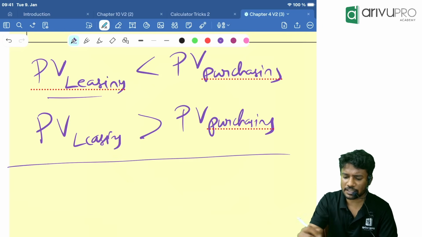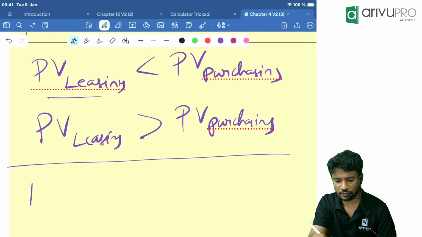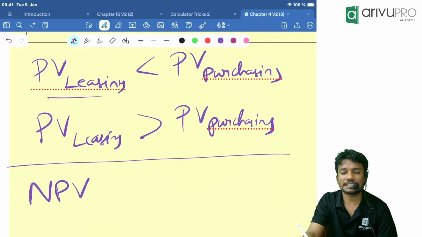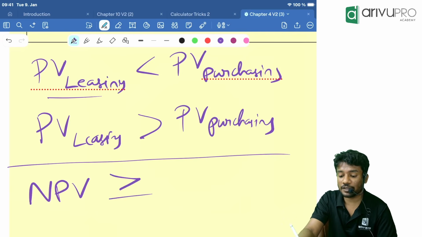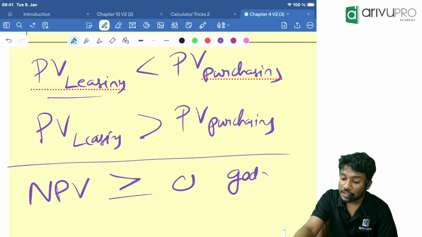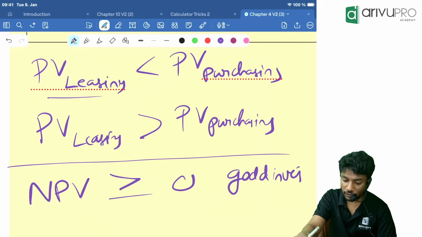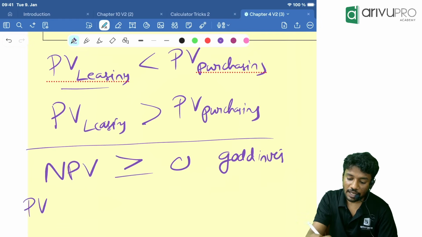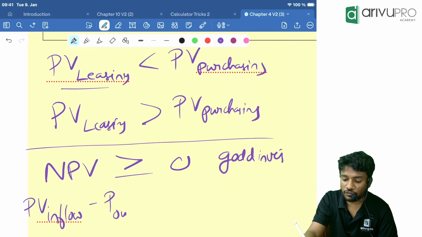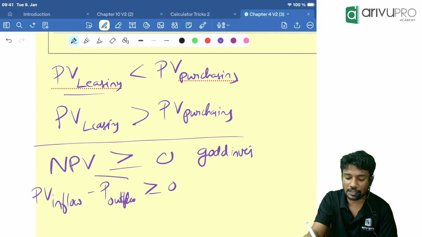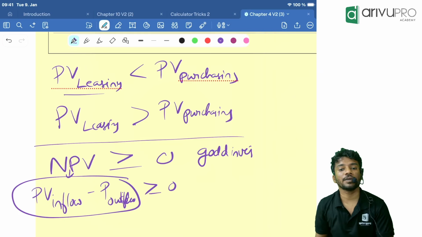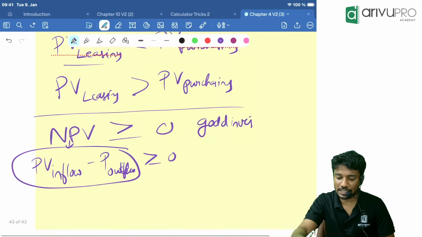Then coming to net present value, second application, net present value. NPV is what? If net present value is greater than or equal to 0, it is considered as a good investment. Or we can say that present value of inflow minus present value of outflow should be greater than what? Should be greater than or equal to 0. That is nothing but NPV. This entire thing is called as what? NPV. That is the second application we learned.